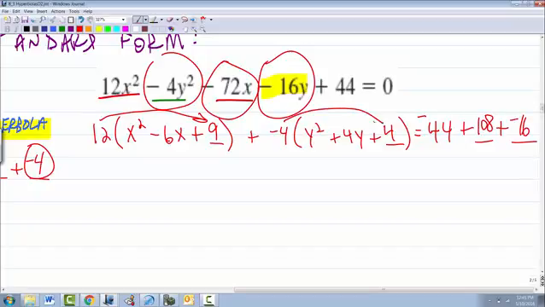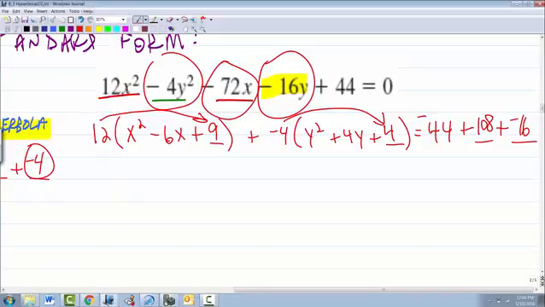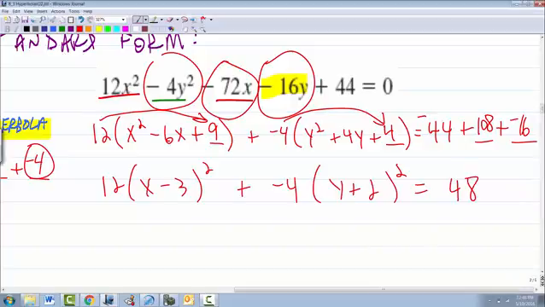All right, and then, 4. Nice. What is this factored? Okay, so they factored successfully. That was the whole point of doing this. And then what do I have to do? Divide by 48. Now, this could be a negative.